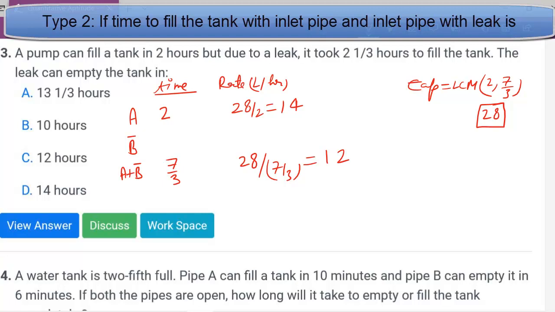B is emptying, minus 2 liters per hour, then only you will get A plus B is equal to 12, right? So the question: the leak can empty the tank in? So time for the leak to empty the tank will be the capacity of the tank, which is 28, divided by the rate at which it is emptying, which is 2. 28 divided by 2, you will get 14 hours. So 14 hours is the answer, option D.